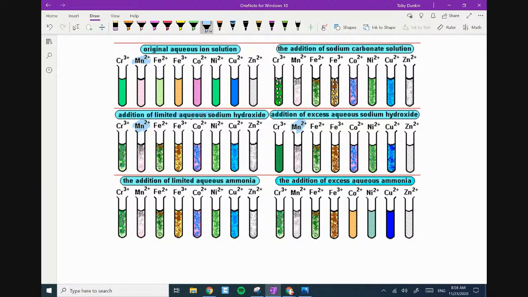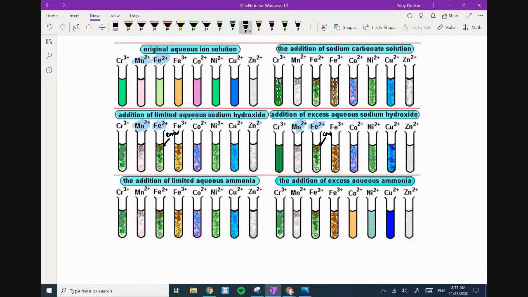Let's look at another one. Iron 2+ with limited forms the green precipitate, but then on the excess, it doesn't redissolve. By the way, there's an error in this particular diagram, which is here. You don't get the browning in limited. You only get the browning in excess.